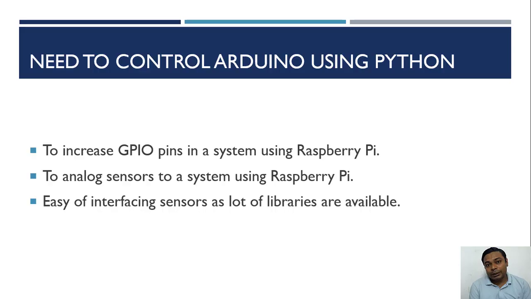The third reason why we should interface an Arduino board to Raspberry Pi is that it has a number of libraries related to different types of sensors. All these libraries are readily available and tested. So we can easily interface any sensor to the Arduino board, and we can get the output of that sensor from Arduino to Raspberry Pi. Raspberry Pi may not have libraries for all the different types of sensors, but Arduino definitely has a lot of libraries for a lot of different types of sensors.